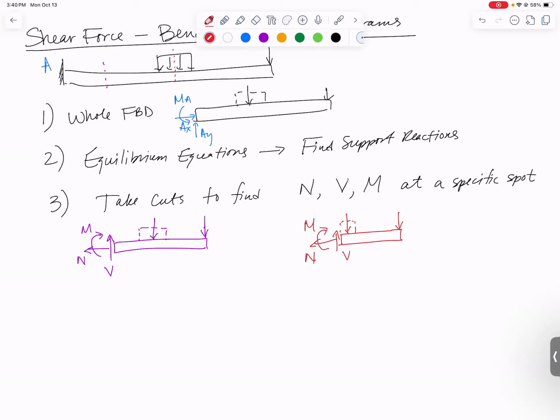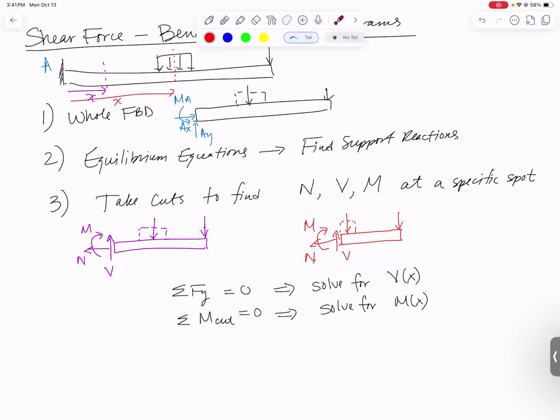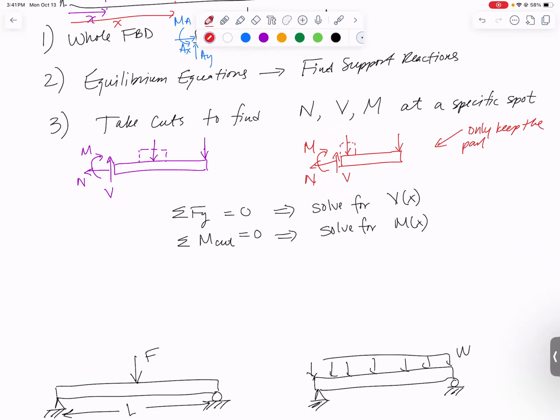Once we have all of these, we could then sum forces in the y direction and sum moments about each cut, set those equal to 0, and we would eventually be able to solve for V as a function of x and M as a function of x. If you ever do take a cut in the middle of a distributed load, like I did for this red one right here, you want to make sure that once you cut that beam, you only keep the part of the distributed load that's actually on the part of the beam. Only keep the part of the distributed load that acts on your cut piece.